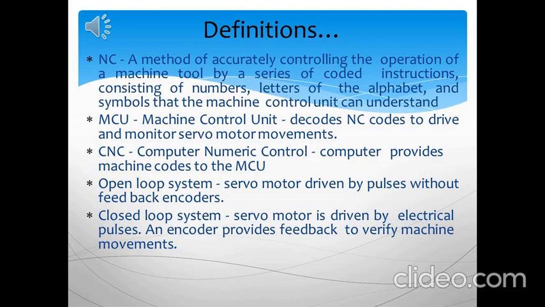Open loop systems: the servo motor is driven by pulses without feedback encoders. Closed loop systems: the servo motor is driven by electrical pulses, and an encoder provides feedback to verify machine movements.